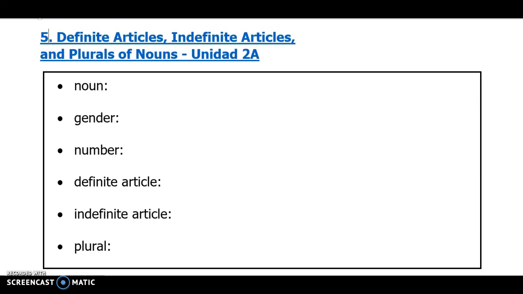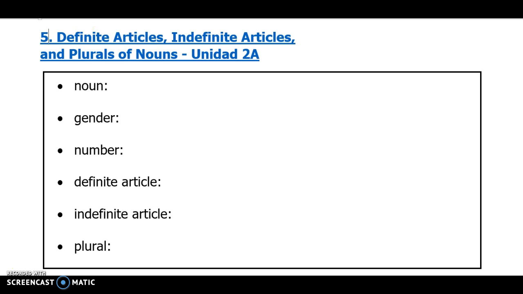Hola chicos, so here we are, grammar notes number 5: definite articles, indefinite articles, and the plurals of nouns. Most of this is going to look familiar to you from exploratory Spanish. For those of you who didn't have exploratory Spanish, this will be a really helpful reminder and kind of a helper, if you need to hear something again apart from what we heard in class, or if you missed class altogether.